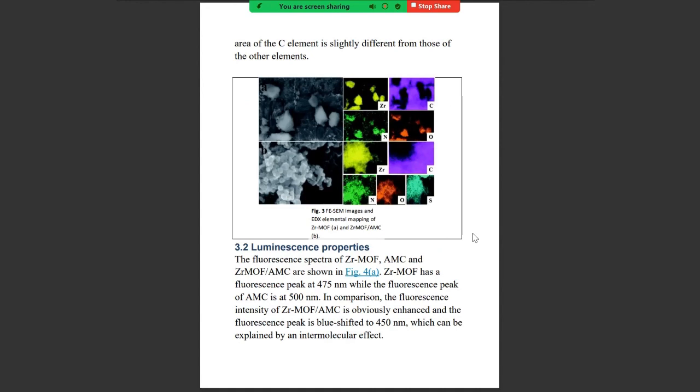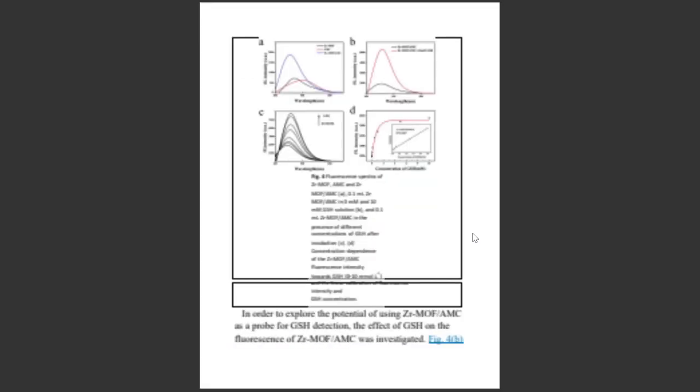Luminescence properties. The fluorescence spectrum of the MOF was shown. It has a fluorescence peak at 475 nanometers, while the fluorescence peak of AMC is at 500 nanometers. In comparison, the fluorescence intensity of ZrMOF-AMC is visibly enhanced, and the fluorescence peak is blue shifted to 450 nanometers, which can be explained by the intermolecular effect.